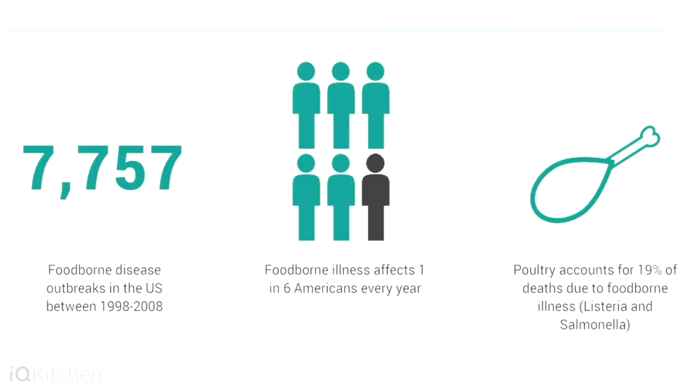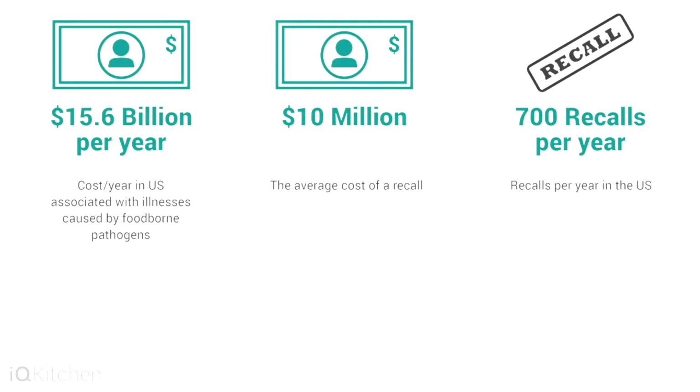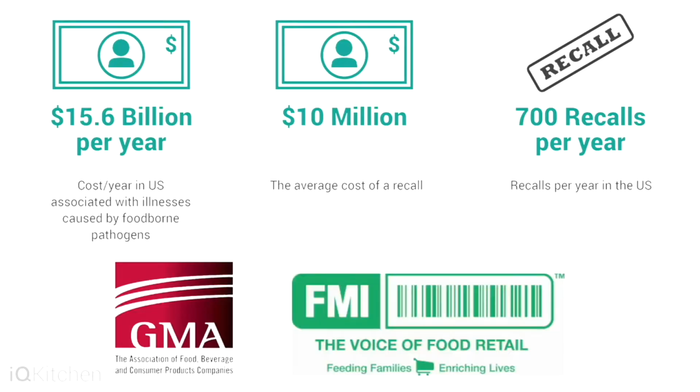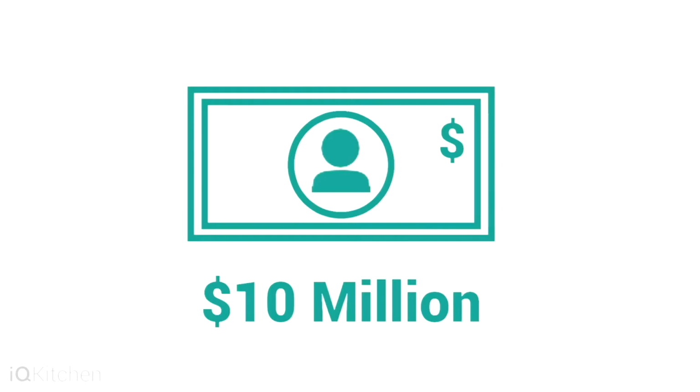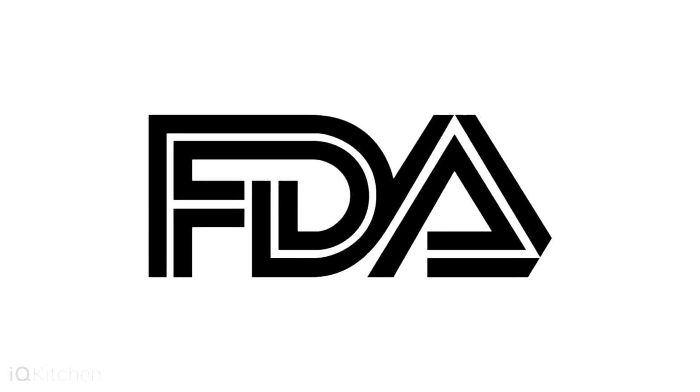Between 1998 and 2008, 7,757 foodborne disease outbreaks were tracked. Poultry accounts for 19% of deaths due to foodborne illness related to Listeria and Salmonella. A 2014 estimate from the Department of Agriculture placed the direct and indirect costs associated with illnesses caused by major foodborne pathogens at $15.6 billion per year. In 2012, the Grocery Manufacturers Association, GMA, and the Food Marketing Institute estimated that the average cost for a food recall in the United States was $10 million. Presently, the FDA gets involved in about 700 food-related recalls per year.